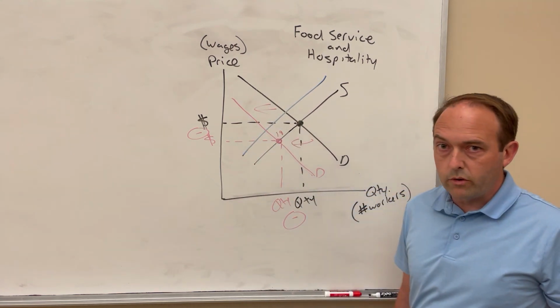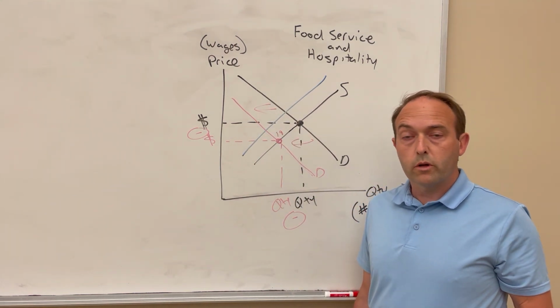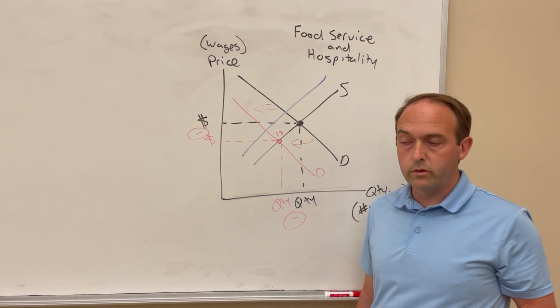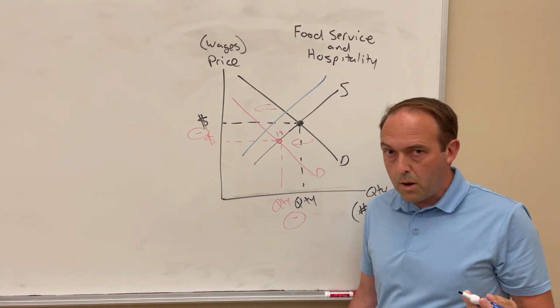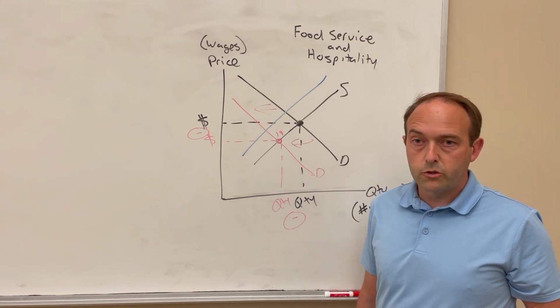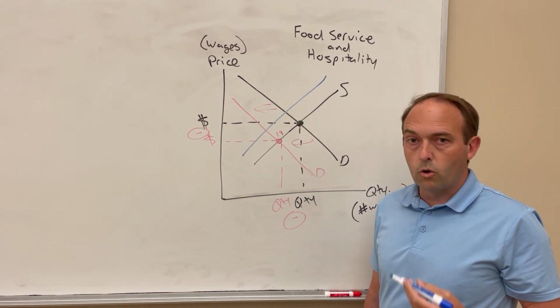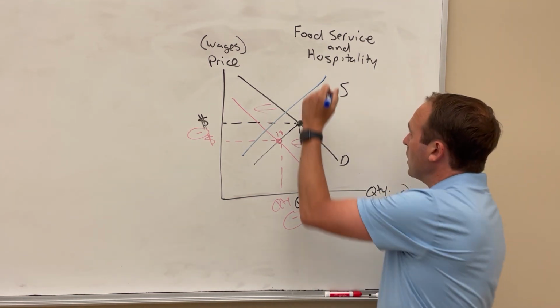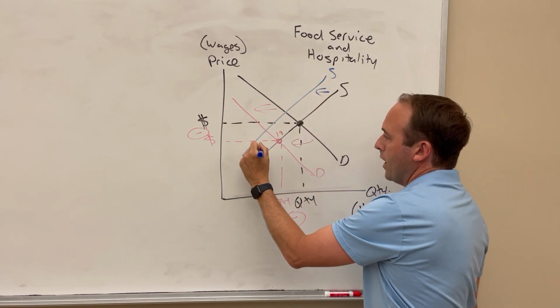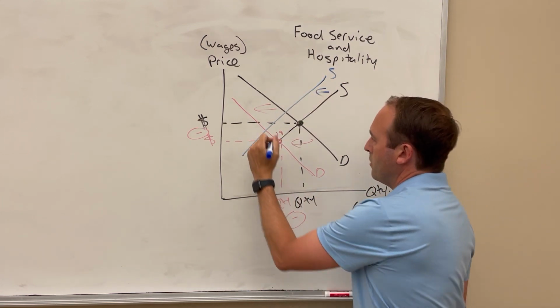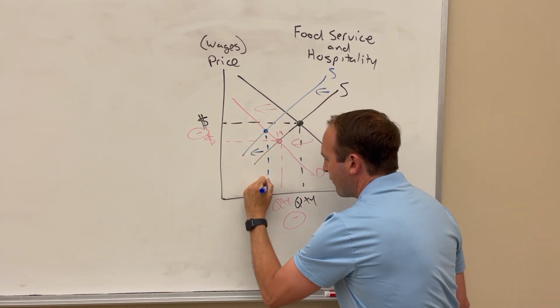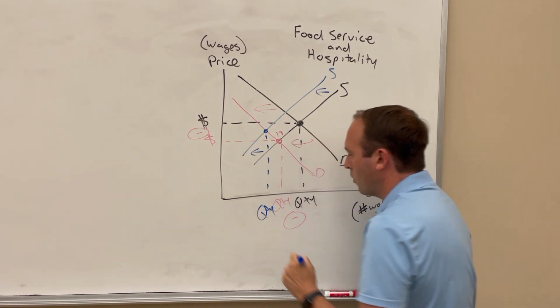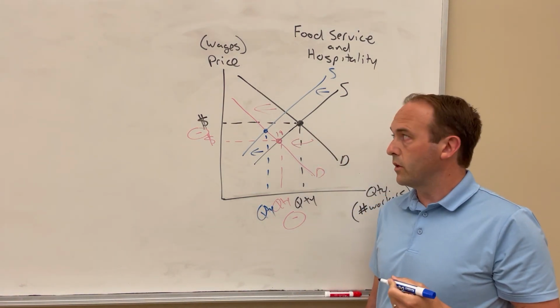For a variety of reasons, a lot of people did not want to work in these jobs, or they were less likely to want to work in these jobs. Primary concern was exposure to COVID for people who had to work with the general public. That caused reduction in supply, shifting to the left. That reduction in supply further reduced the quantity of labor in this market.